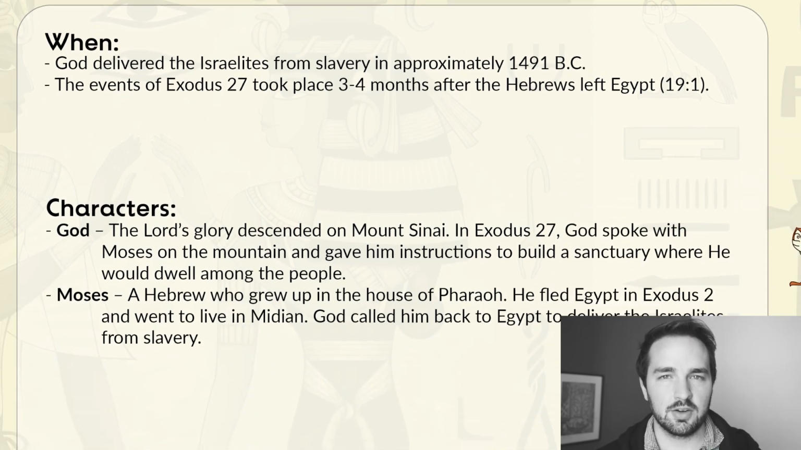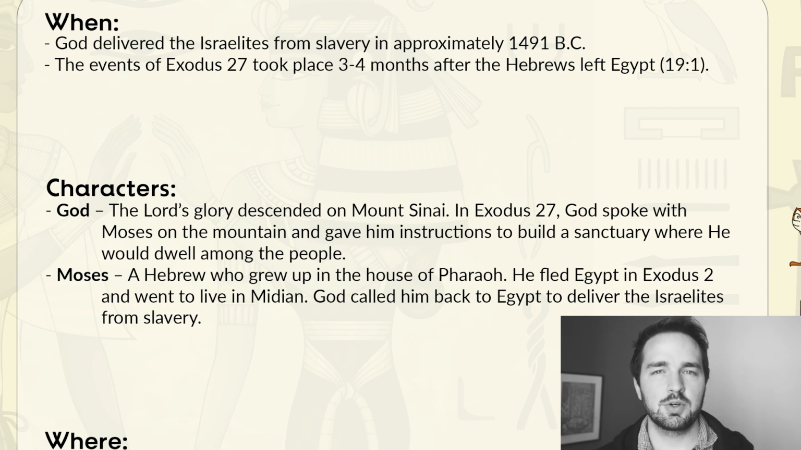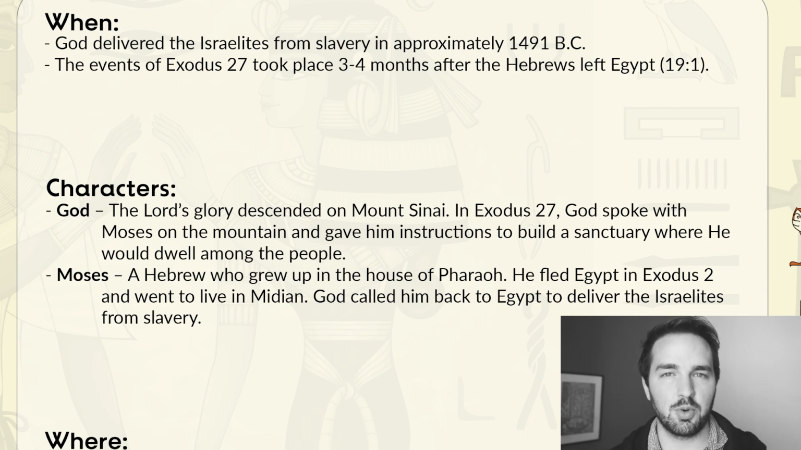In terms of our main characters, we have God and we have Moses. God is having a conversation with Moses up on the top of a mountain, Mount Sinai. He's giving him some instructions for how to build a sanctuary, a tabernacle in which God's presence would dwell among his people. Moses was a man who was actually born in Egypt. He grew up in Pharaoh's household, and God used him to deliver the Israelites from slavery with the 10 plagues and the stories that we've already talked about. So if you don't know anything about those, go check out the beginning of the book of Exodus.